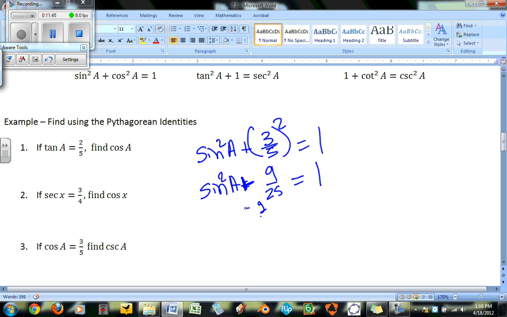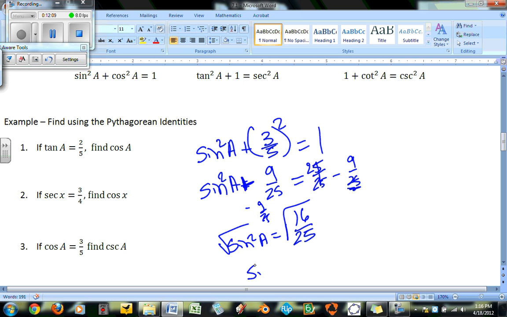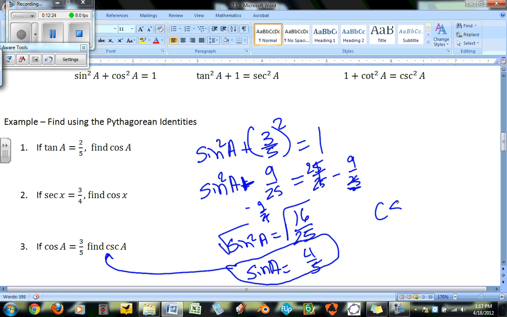I'm going to subtract 9/25 from the other side. So I get sine squared A equals, this 1 right here would be 25 over 25 as a fraction with the common denominator, right? Subtract the top minus the top, I get 16/25. I need to get sine by itself, so I'm going to take the square root of both sides. So I get sine of A equals 4/5. If I know my sine of A, I know my cosecant of A, because of those reciprocal identities we talked about earlier. All we need to do is flip it. So cosecant of A then equals 5/4.